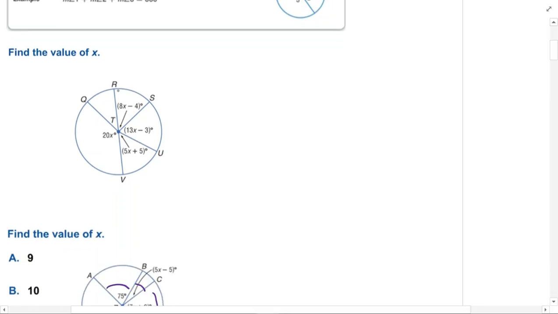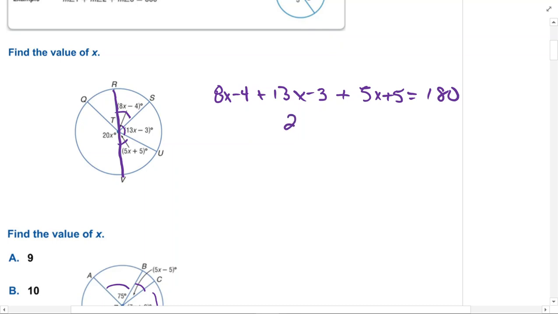Looking at the first problem, and I look at diameter RV, if I sum these three angles here, it's half a circle, which would be 180. So 8x minus 4 plus 13x minus 3 plus 5x plus 5 equals 180. Combining like terms, we have 26x minus 2 equals 180. And we end up with x equals 7.